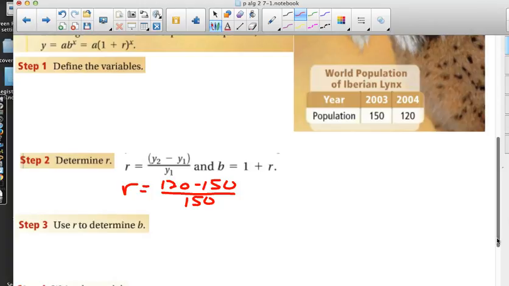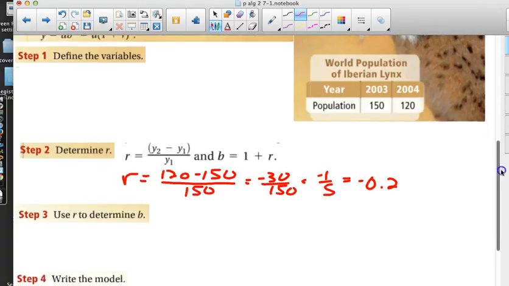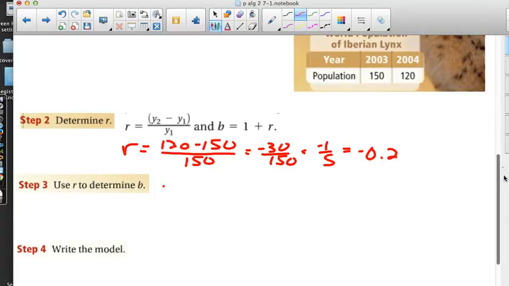And that is going to be a negative 30 over 150, which we actually could make a really nice negative 1/5. But the book tends to go with decimals whenever you're dealing with any kind of word problem situation. So either a negative 1/5 or negative 0.2. That's bad news for the lynx. And it's definitely going down. It's going down by 20%. That is not good. So now we put this into our formula.